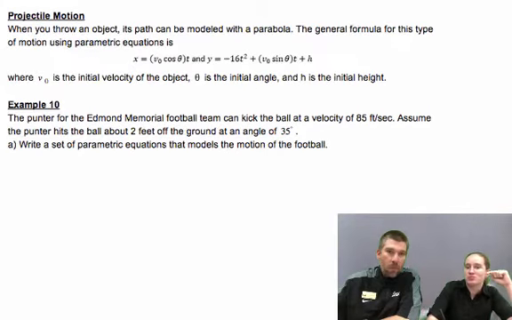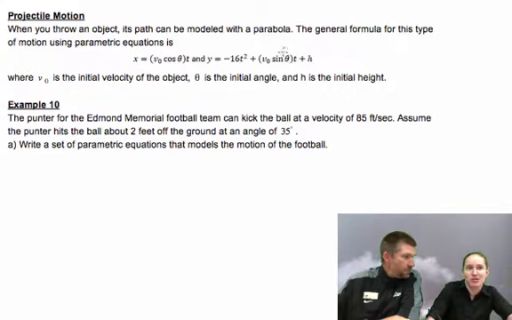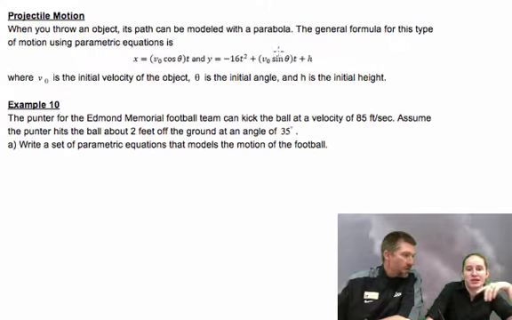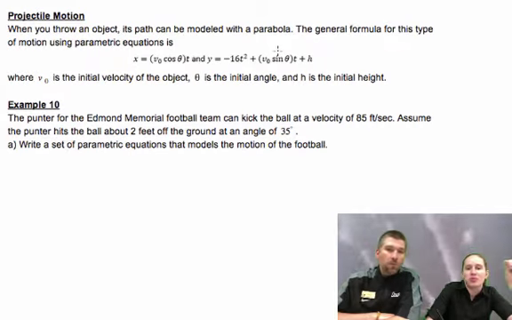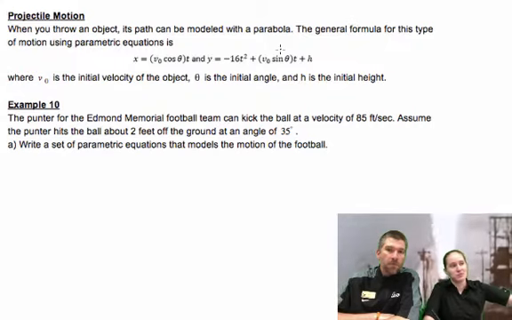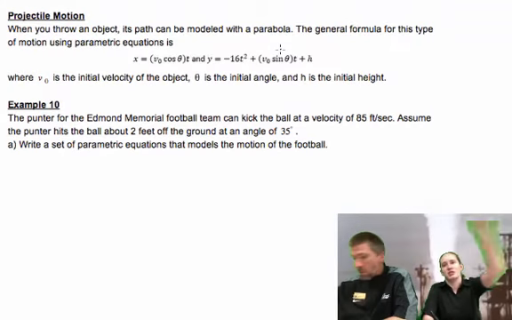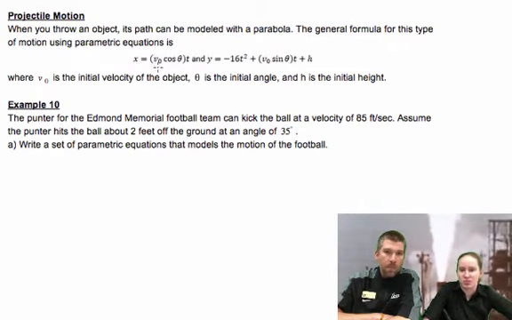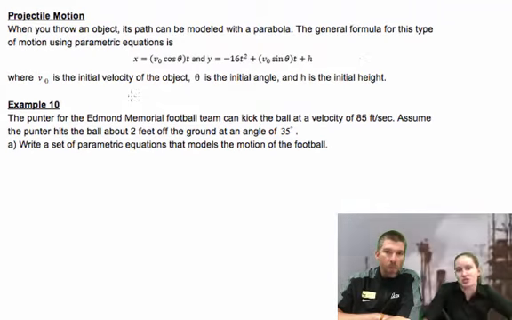Projectile motion. That's when you throw something or launch it, when you project something. Physics people will love this kind of stuff. When you throw an object, its path can be modeled with a parabola, especially if you throw it up, it's going to go up and then come back down. The general formula for this using parametric equations is this set of equations right here.